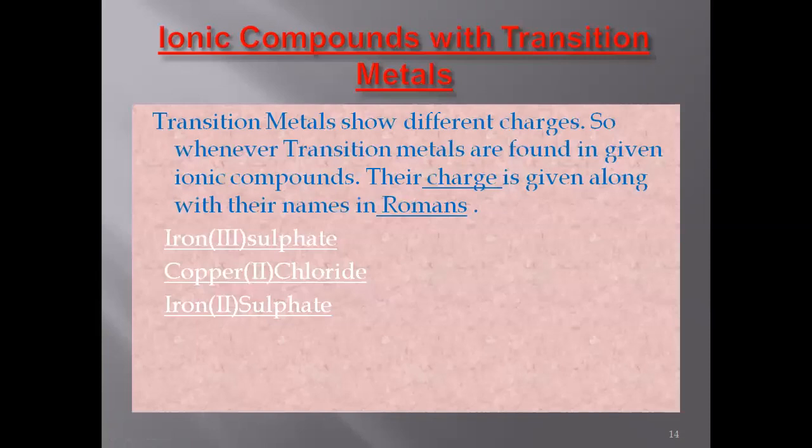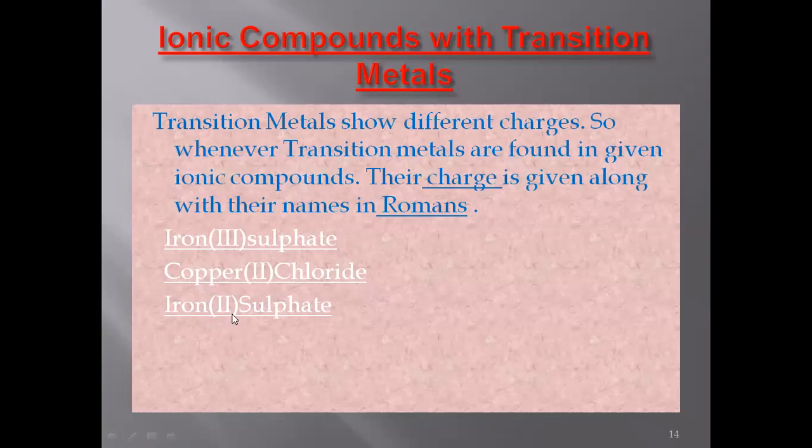If the ionic compounds have transition metals along with them, as we know, transition metals have different charges on them. And whenever transition metals are present in an ionic compound, their charge is given along with their names in Roman numerals, like iron(III) sulfate. It means in this compound, iron is a transition metal, so it has charge 3 plus. Copper(II) chloride, it means here copper has charge 2 plus. Iron(II) sulfate, in this compound iron has charge 2 plus.